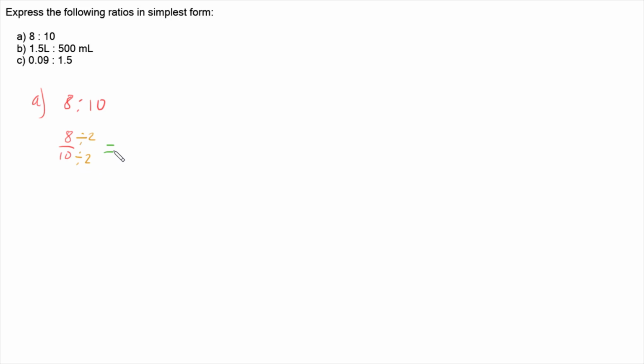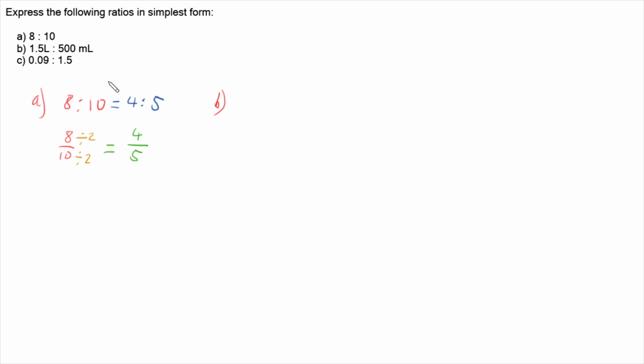This will give me the fraction 8 divided by 2 is 4, 10 divided by 2 is 5. Okay, can I simplify this anymore? Well, 5 is a prime number, so definitely not. So that means that I've got my fraction in the simplest form, so now all I need to do is just write the ratio in the simplest form, which is I take the top number is to the bottom number. 4 is to 5. And that's it. So let's have a look at part B.